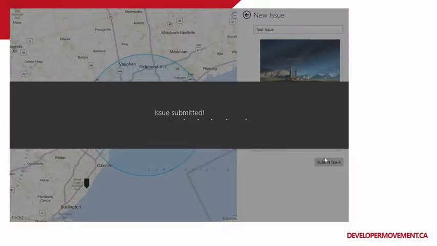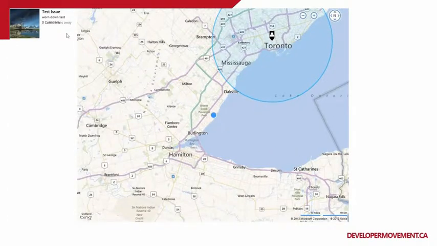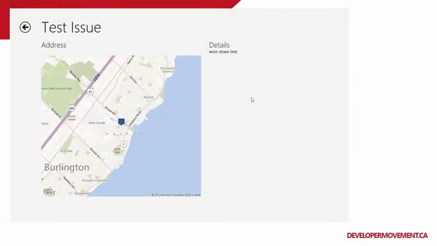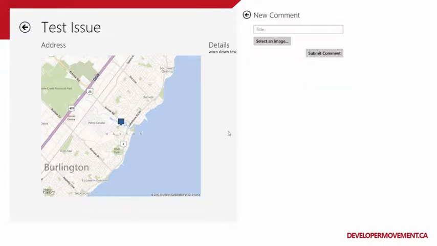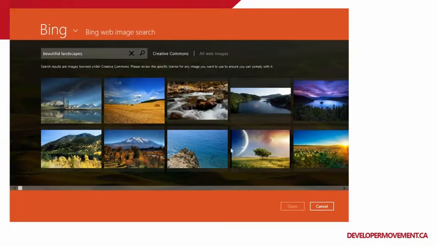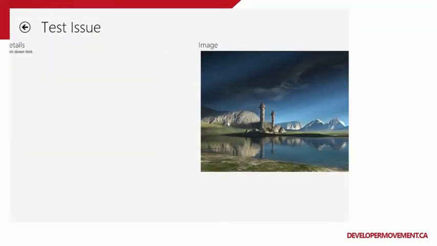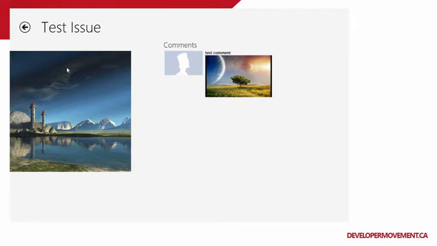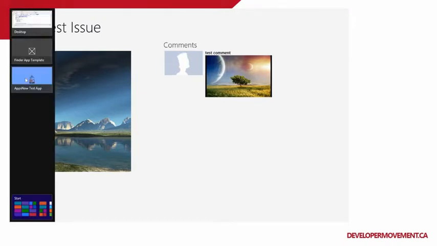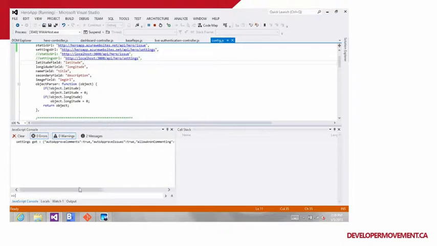It's going to submit the issue. It's going to say please wait. And you notice there we have our issue. If we go in, we could go into details. And we have the option to add a comment. I'm going to select this one here, and submit the comment. Comment submitted. And there's our comment here. And this image you may want to change, but we figure that's good enough for now.